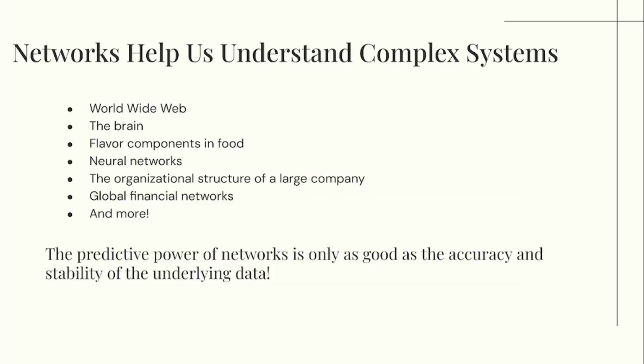So to recap, networks help us understand complex systems such as the brain, neural networks, and global financial networks. It's important to reiterate that the power to create predictions using networks is only as good as the accuracy and stability of the underlying data. If the data is inaccurate, the inaccurate data leads to false predictions, and as such could lead to consequential damage.